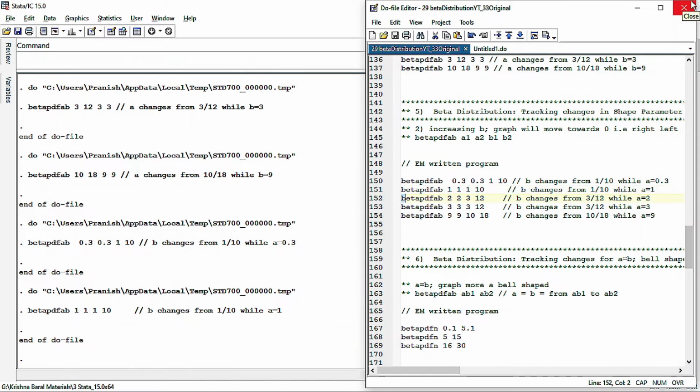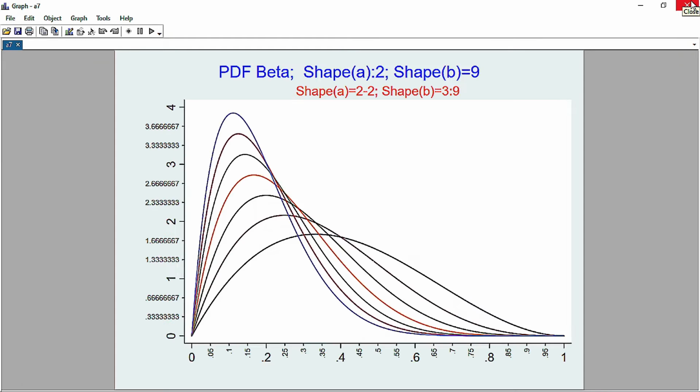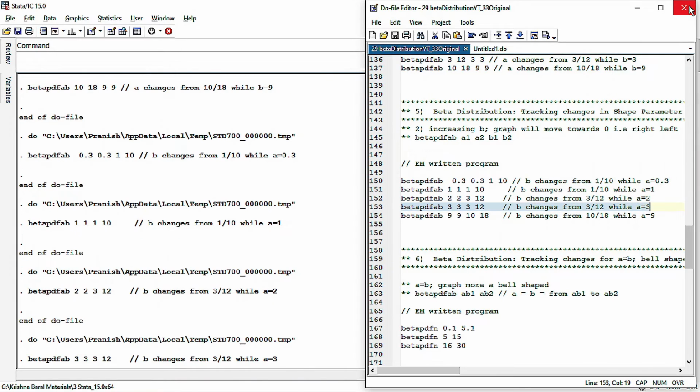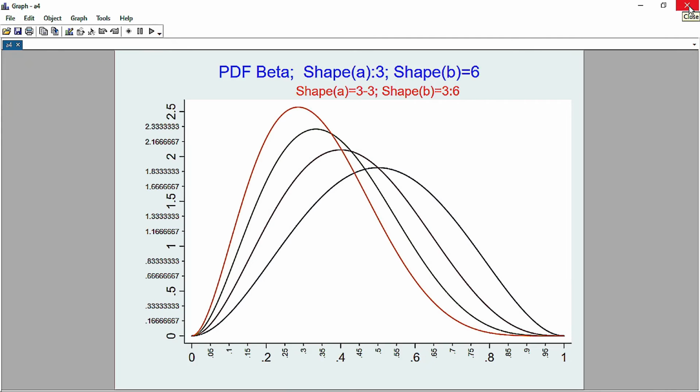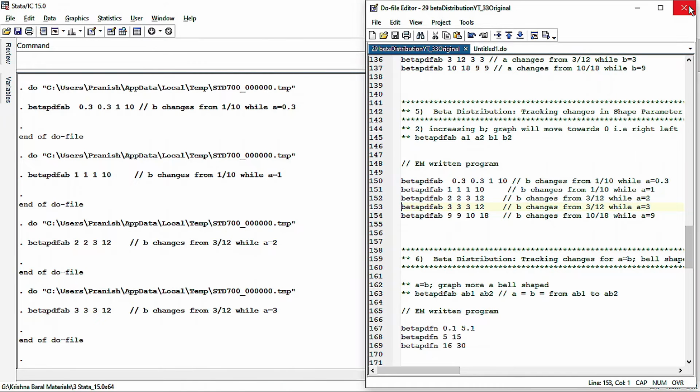And this time for the a parameter to be 2, the b parameter is going to increase from 3 to 12. And let us increase the a parameter from 2 to 3 and the b parameter is going to increase from 3 to 12. Now for a equal to 9, let us increase the b parameter from 10 to 18.